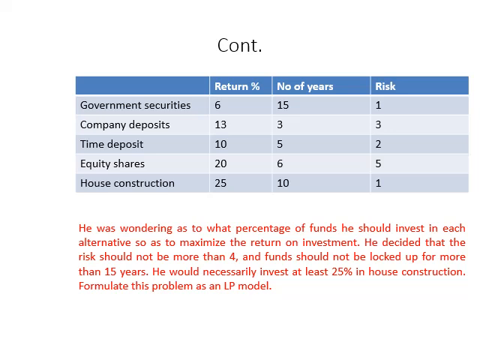Now check the 3 variables: the return, number of years, and risk, followed by the 5 alternatives: government securities, company deposits, time deposit, equity shares, and last is house construction. Now, according to this data and information, we are going to design a suitable linear programming problem. Check the next slide.